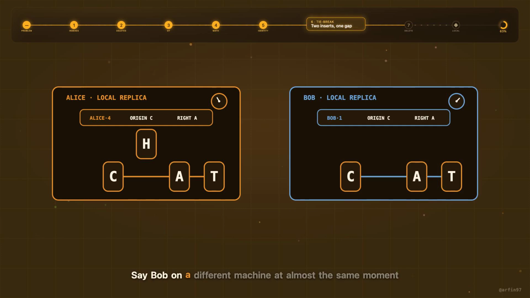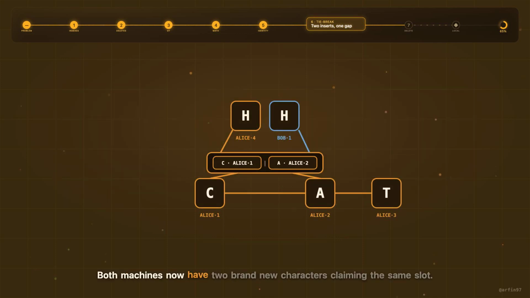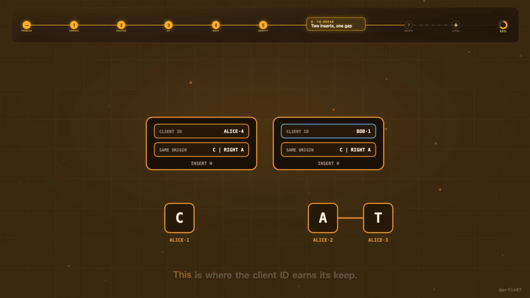Say Bob, on a different machine, at almost the same moment, independently decides to insert an H in that exact same gap. Same origin C, same origin right A. Both machines now have two brand new characters claiming the same slot. This is where the client ID earns its keep.